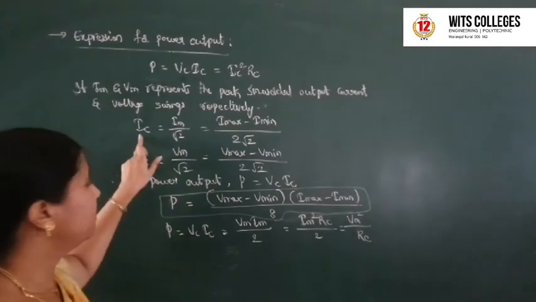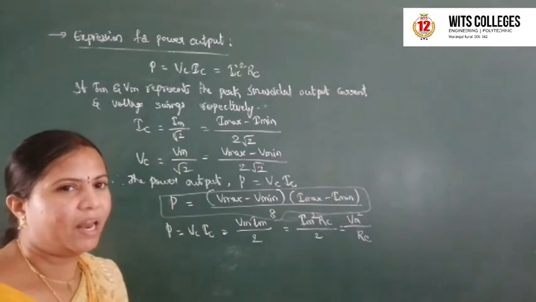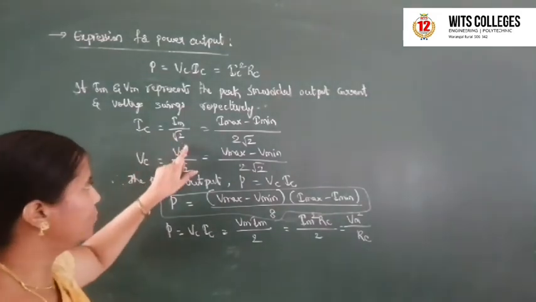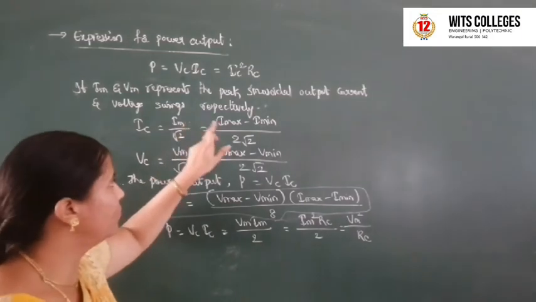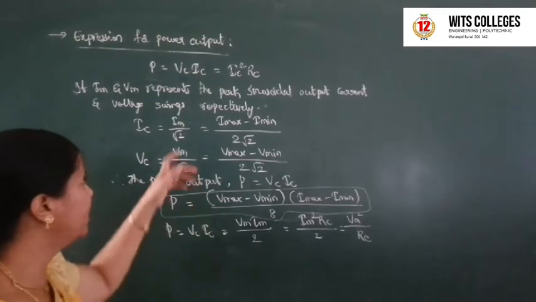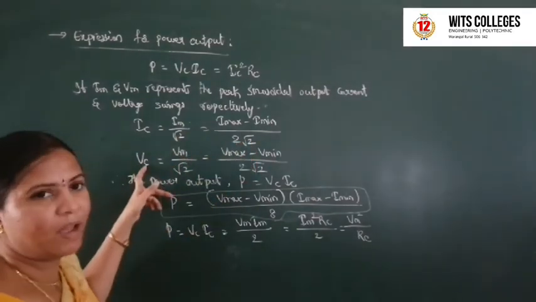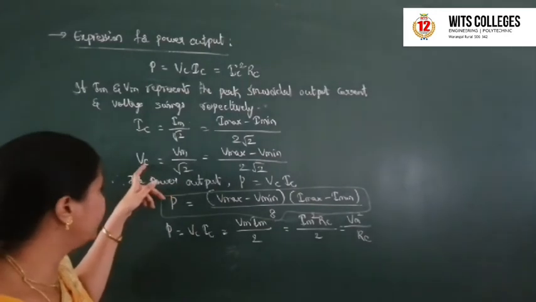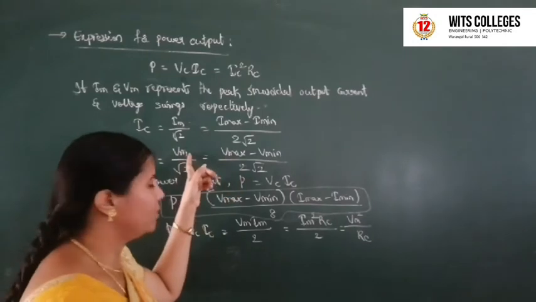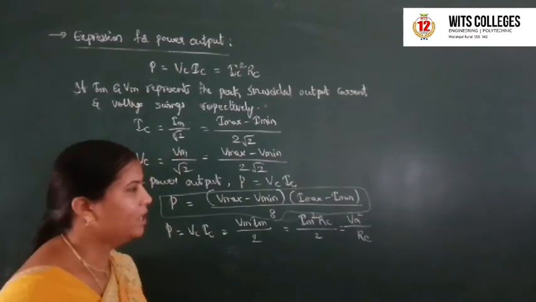Here the collector current IC is IM by root 2, the RMS value of the output current. In the output characteristics, IM equals Imax minus Iminimum by 2 root 2. Likewise, the RMS value of the output voltage VC equals VM by root 2, where VM equals Vmax minus Vminimum by 2 root 2.